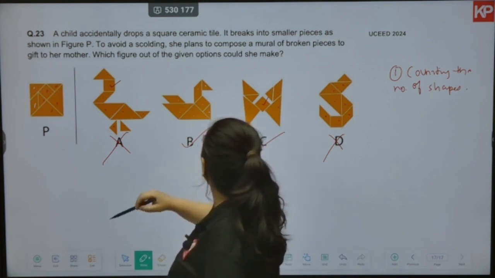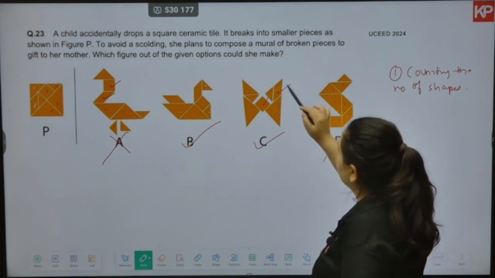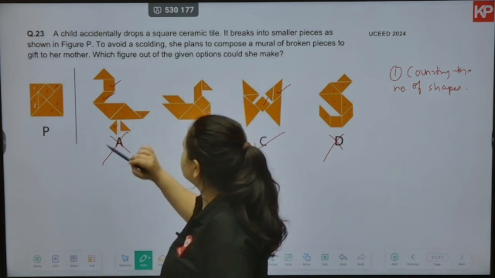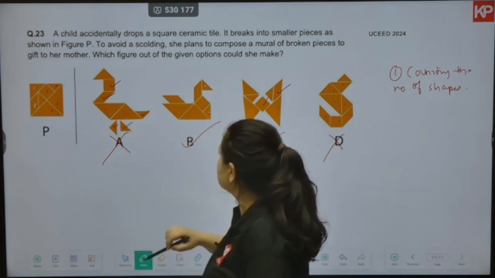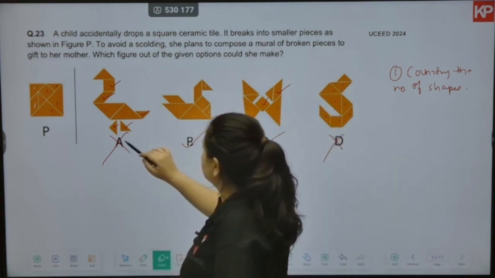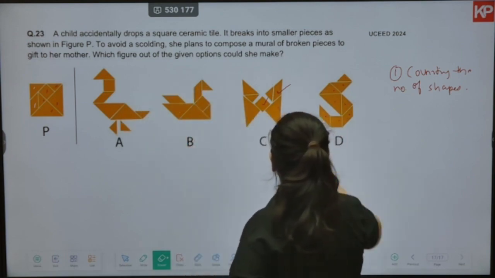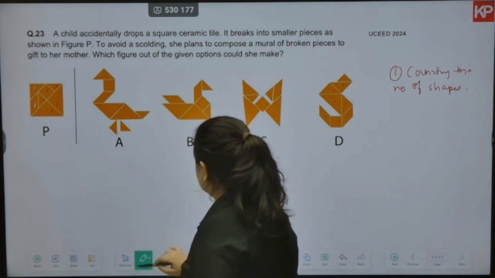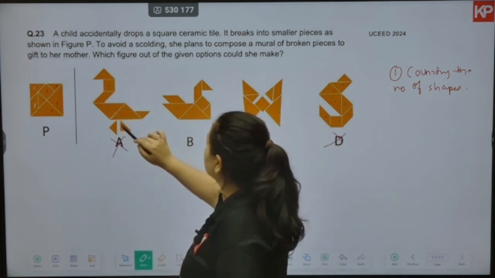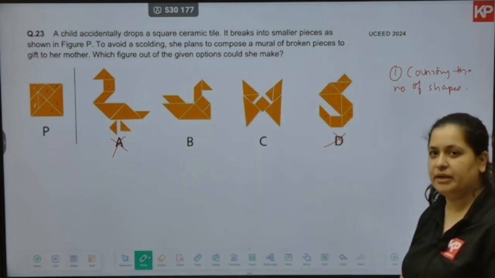Let's check with respect to parallelogram. Parallelogram we have over here of the same scale. Parallelogram we have of the same scale. Let's check for smaller triangles. 1 small triangle, 2 small triangles and 3 small triangles. So this is wrong. Okay, so A and D have been eliminated.